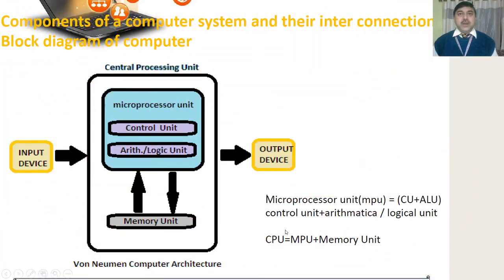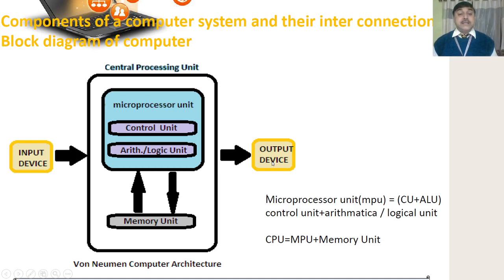See here in this particular diagram, there is an input, and there is a microprocessing unit. Under the microprocessing unit, there is a control unit and an arithmetic logic unit. And along with the control unit and arithmetic logic unit, there is another section called the memory unit. All of this is under your CPU. And then the output will come.